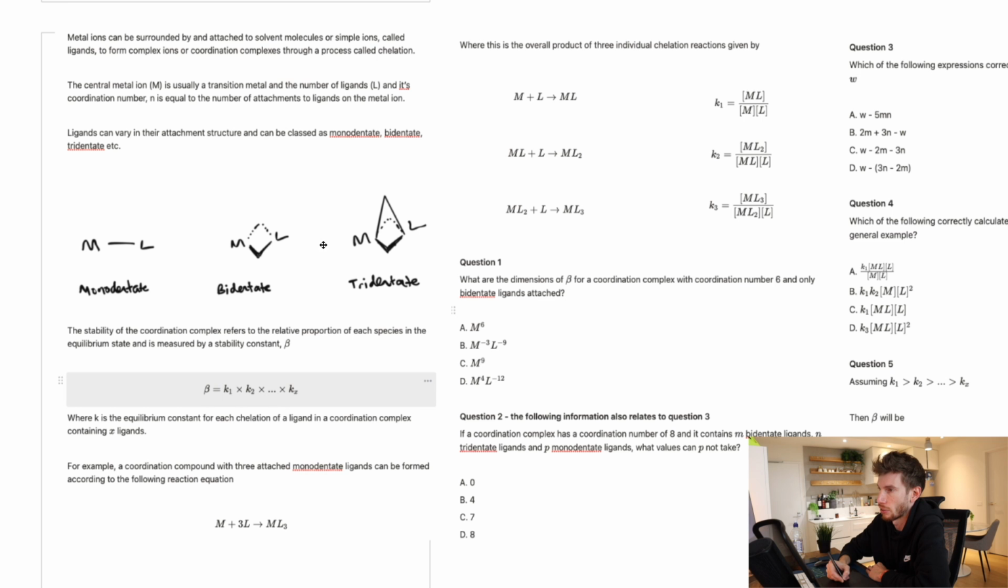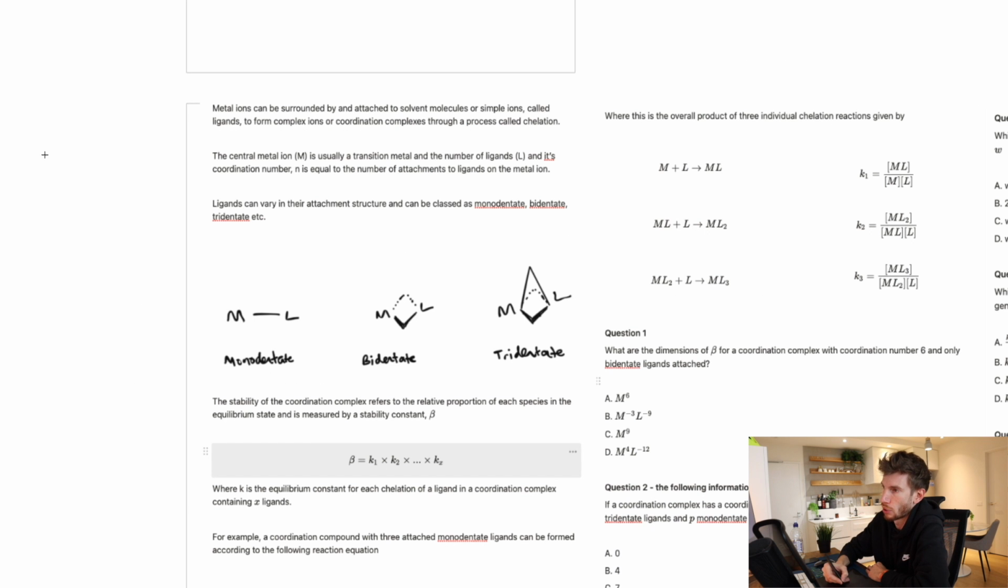So how would we make notes on this? We could use the stem, or what I would probably do is try to draw it out. Go, okay, so metal M, and it's attached to ligands. I'm just going to put a bunch on there. I might just put 2 to keep it simple, to make sense of it, like this. And then it says its coordination number is equal to the number of attachments. That's N. So I'm just going to write N equals 2, and then is equal to the number of attachments to ligands on the metal ion. There we go. That's everything we need.